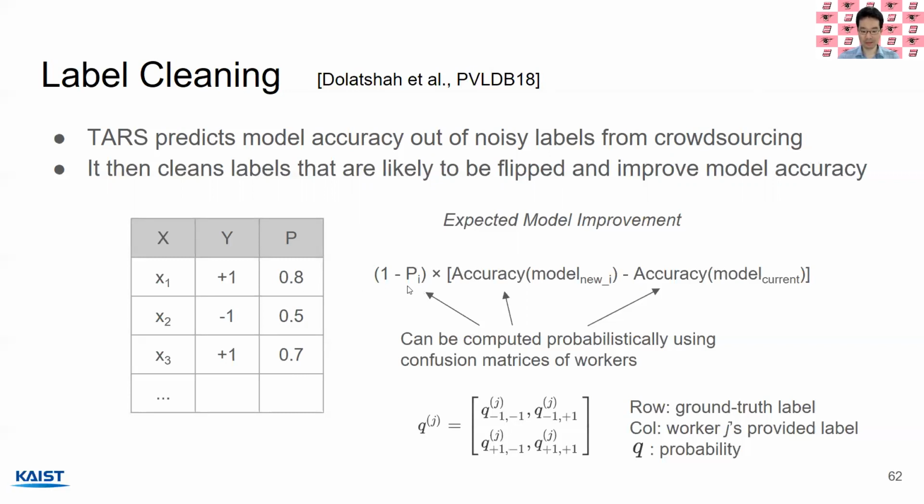So 1 minus p can be viewed as a probability of being flipped. And then there's an estimation of the accuracy of the model when the label is flipped, and you can subtract that by the estimated accuracy of the current model. This can be used to determine whether this label is worth examining, such that if it's flipped, it is expected to help improve model accuracy. I'm not going to go into the details of how to estimate these three things, but the main contribution of the TARS system is proposing a way to make these estimations using these confusion matrices of workers.